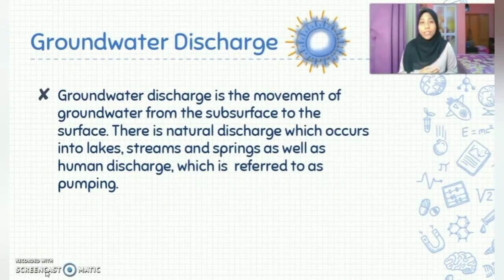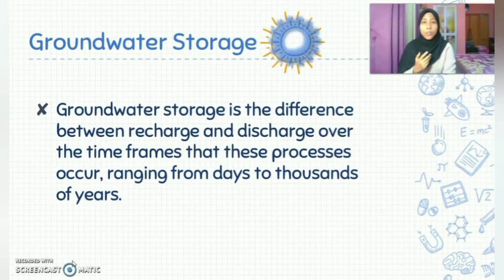The next process is groundwater discharge. Groundwater discharge is the movement of the groundwater from the subsurface to the surface. There is natural discharge, which occurs into lakes, streams, and springs, as well as human discharge, which is referred to as pumping. Groundwater storage is not a process, it is the place where the water is stored. Groundwater storage is the difference between recharge and discharge over the time frame that these processes occur, ranging from days to thousands of years.